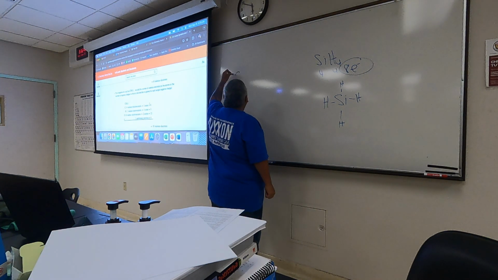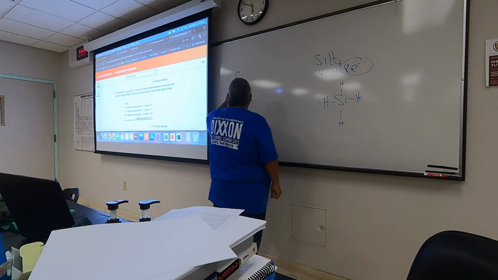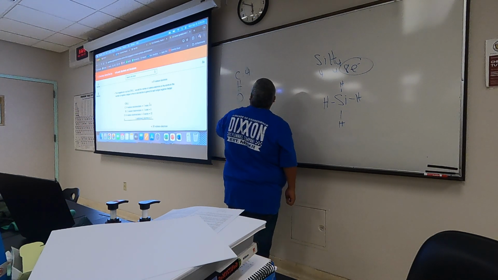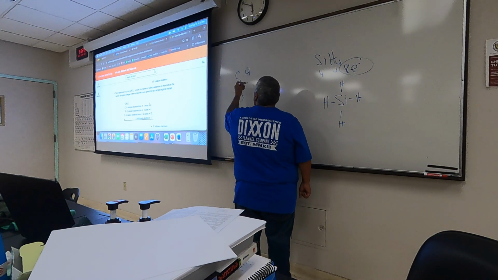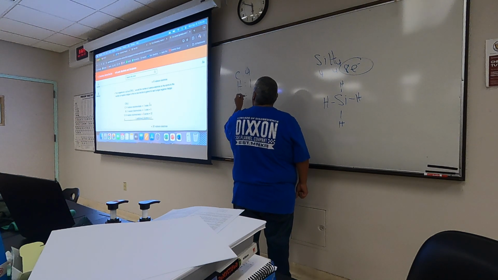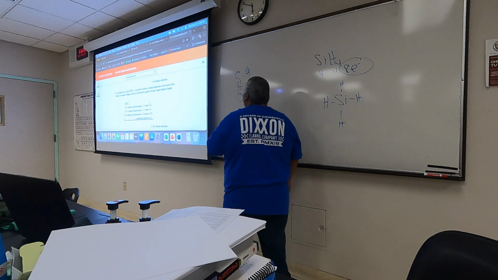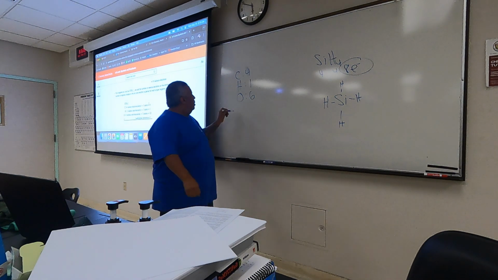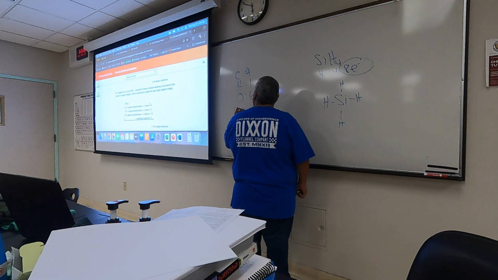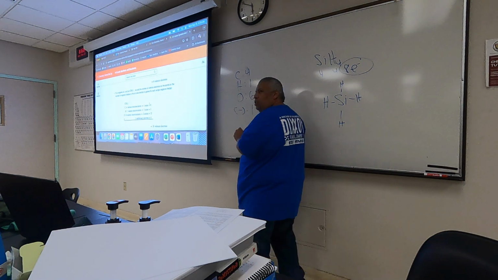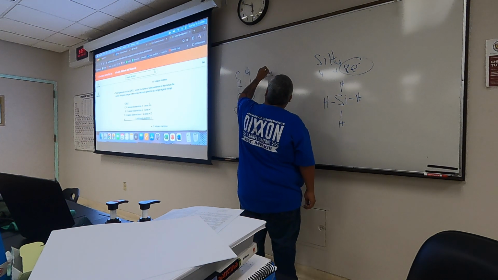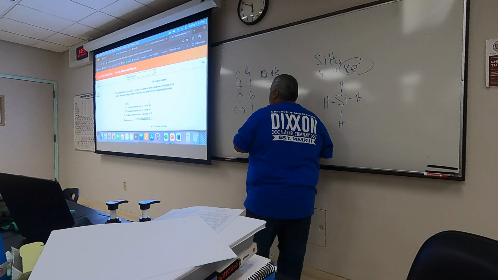So we have carbon, hydrogen, oxygen. Carbon has 4 valence electrons. Hydrogen has 1 valence electron. Oxygen has 6 valence electrons. And then we have this charge here. This negative charge is also going to bring an additional valence electron. So we have a total of 12 valence electrons.